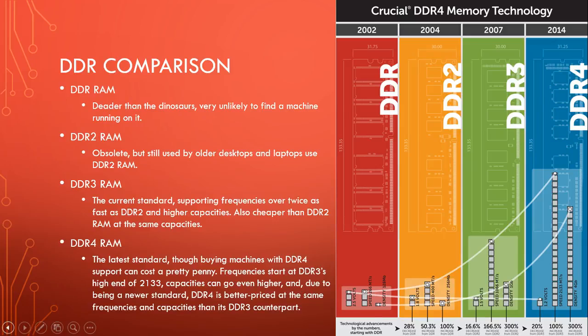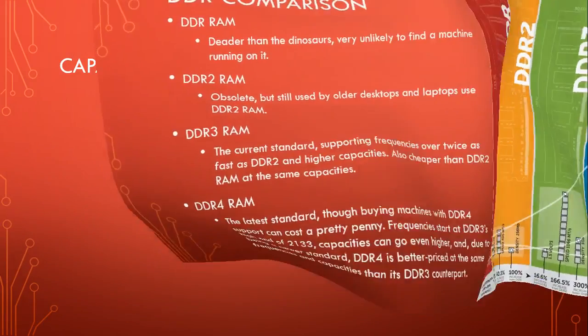Now DDR4 RAM is the latest standard. Though buying machines with DDR4 can cost a pretty penny, frequencies start at DDR3's high end of 2133. Capacities can go even higher, and due to being a new standard, DDR4 is better priced at the same frequencies and capacities than that of the DDR3 counterpart.